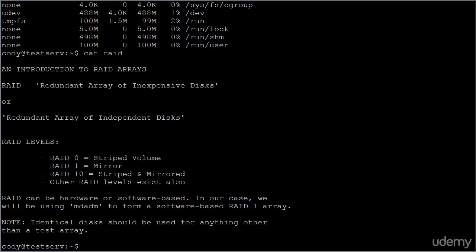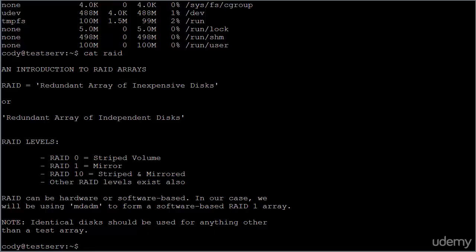Now, why is RAID 1 used? Well, unlike RAID 0, RAID 1 is not used for performance sake because essentially the array is going to perform the same as a single hard drive. Instead, RAID 1 is used for redundancy. And what that means is basically it protects you from hardware failure.